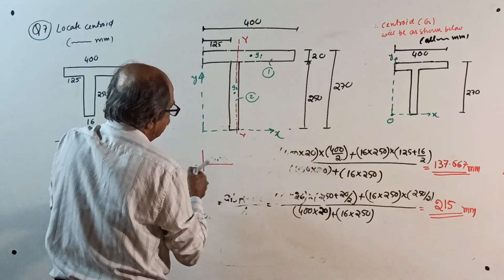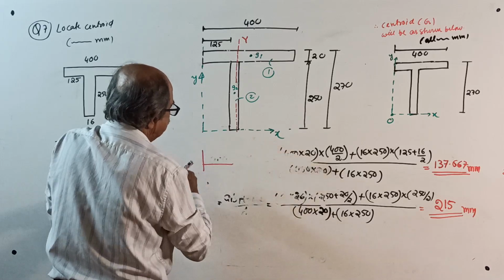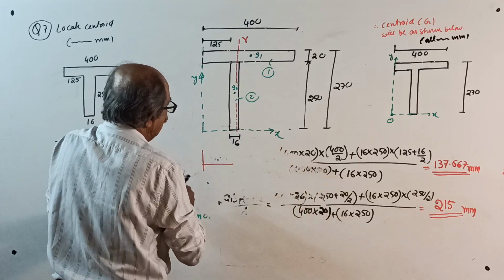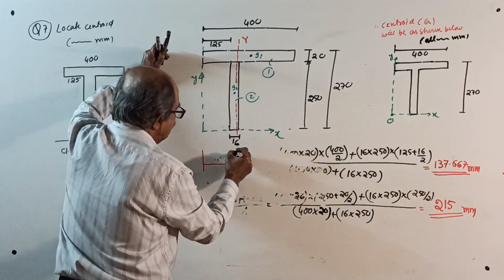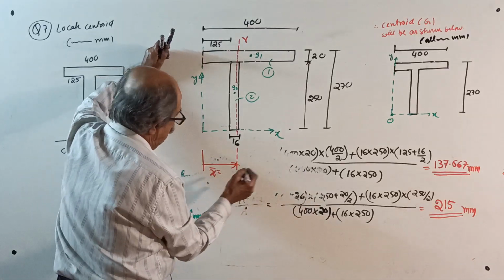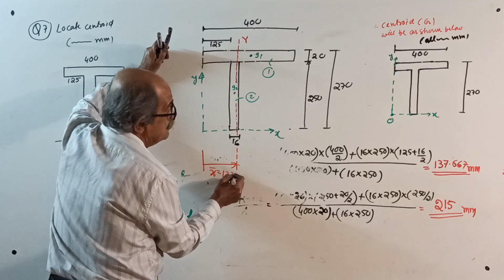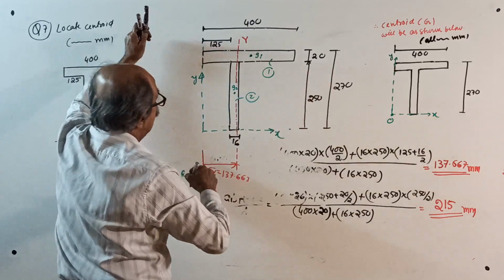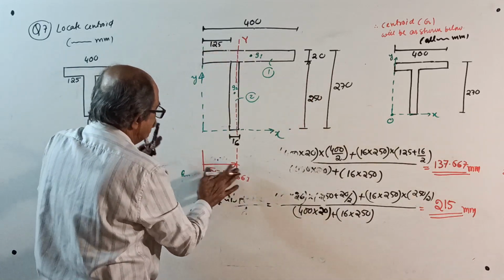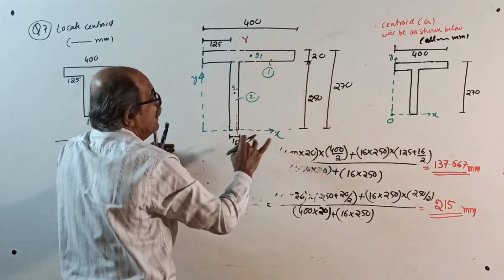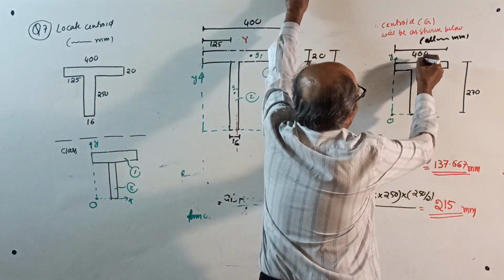One minute. That 16 is disturbing me. One minute. Okay, I'll continue further. See, this is your x bar equal to 137.667 millimeter. All dimensions in millimeter. Oh, sorry, I'm not supposed to write here. I came here, I should enter it here.